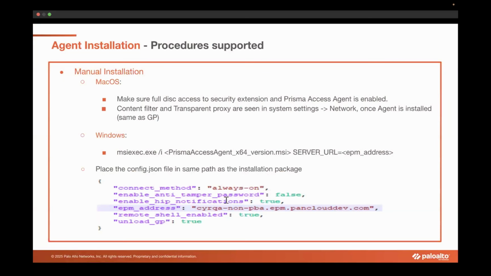From the installation perspective, you can do a manual installation, both on macOS as well as Windows, which is very similar to GlobalProtect. Of course, you can also have a JSON file in the same path as the installation package, with some of the pre-settings already done, like the connect method, etc.